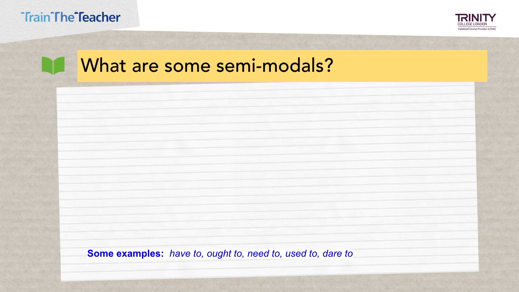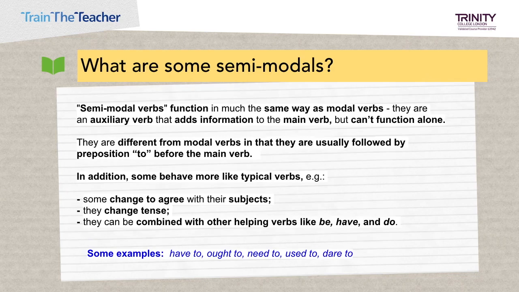But what exactly are semi-modal verbs? Semi-modals function in much the same way as modal verbs, in that they are an auxiliary verb that adds information to the main verb, but can't really function alone. They're different from modal verbs, though, because they're usually followed by to, which precedes the main verb. They also behave more like typical verbs. For example, they can change to agree with their subjects, they can change tense, and they can be combined with other helping verbs like be, have, and do.